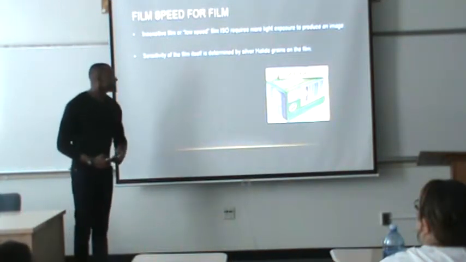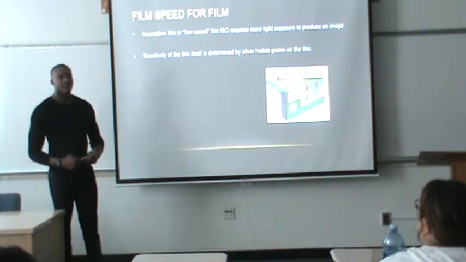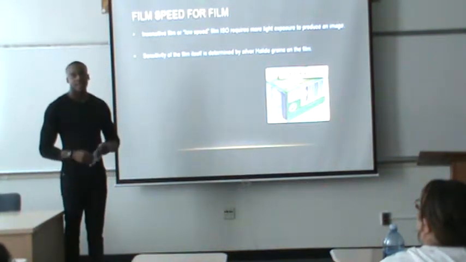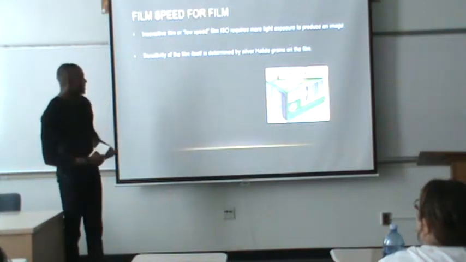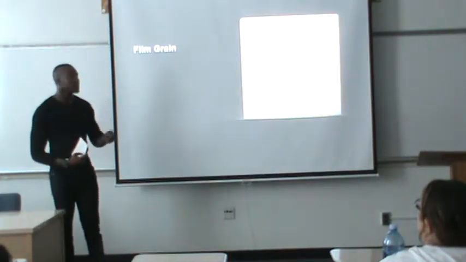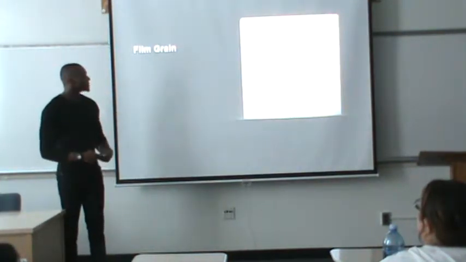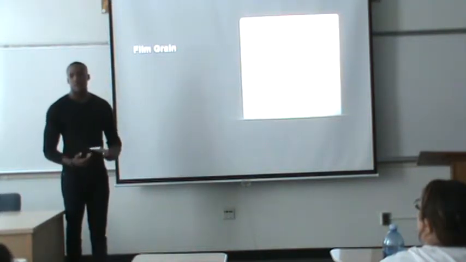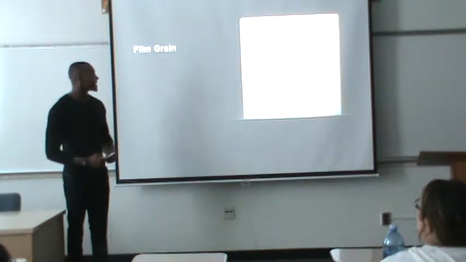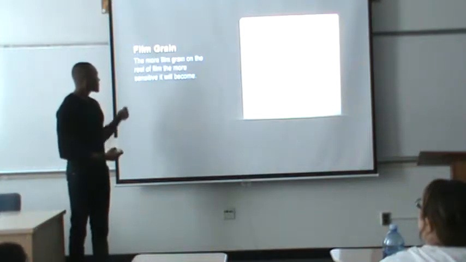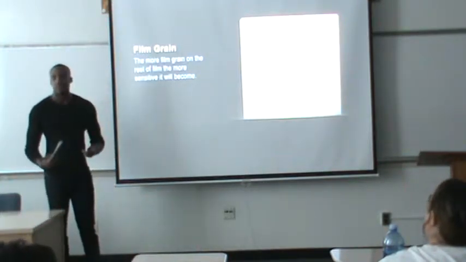Basically, the sensitivity of the film is determined by halide grains on the film itself. Halide grains are silver particles that are used to pick up light and process onto an image. There is a trade-off, however. With more halide on a film, you tend to run into film grain. Now, with film grain you lose image quality, and as you'll see in a couple of slides, I will show you a really grainy film. So the more grain that you have on the film, the more sensitive it will become.